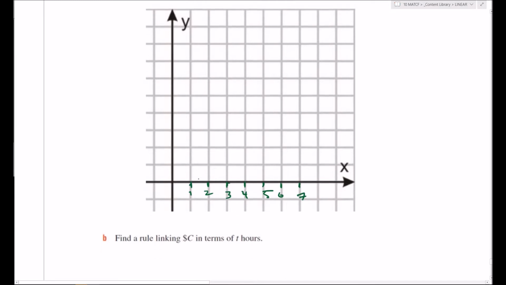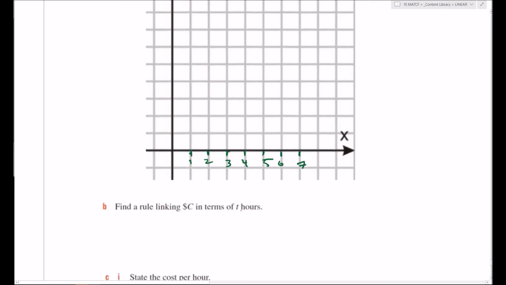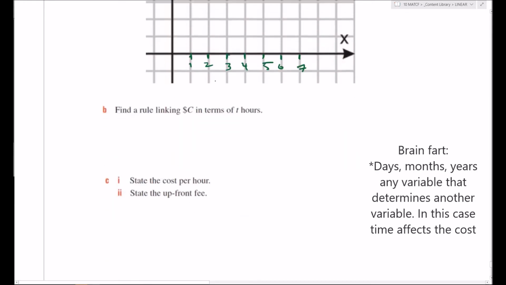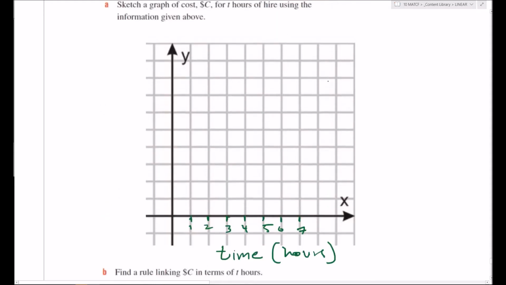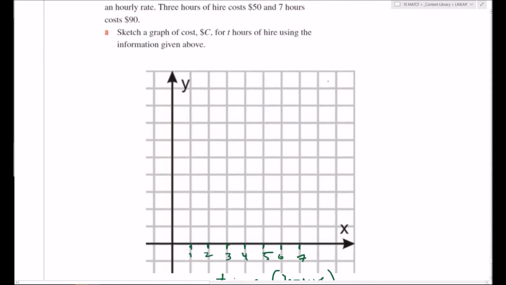The reason why I've put hours on the x-axis is that generally you'll find that on the x-axis you'll have the time. For this scenario, we'll stick to time, t for time in hours. And on the y-axis, you'll have the cost.